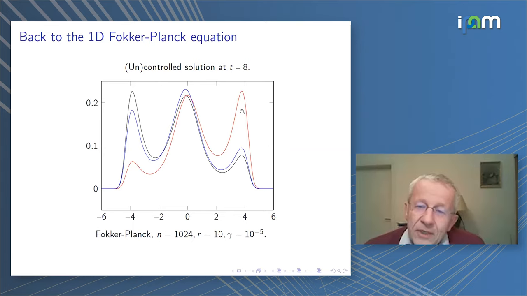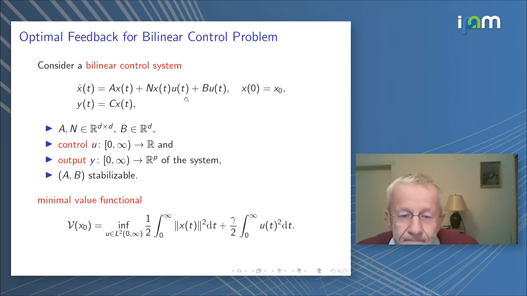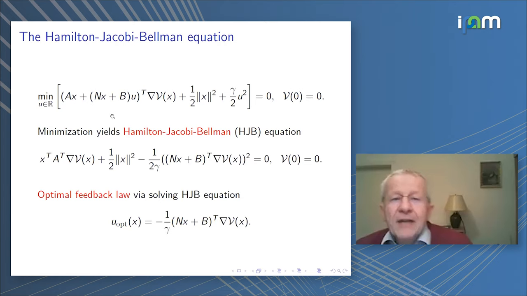And for this problem, we want to consider bilinear control problems, the minimal value function as before. Of course, I assume that this is stabilizable. (A, B) is stabilizable. And the name of the game, now I write the Hamiltonian. A is the linear part. This is the bilinear part, the control part, the cost. Again, I can minimize by hand the Hamiltonian and get the optimal feedback law. Perfect. I could use one of my first two techniques that we have talked about.